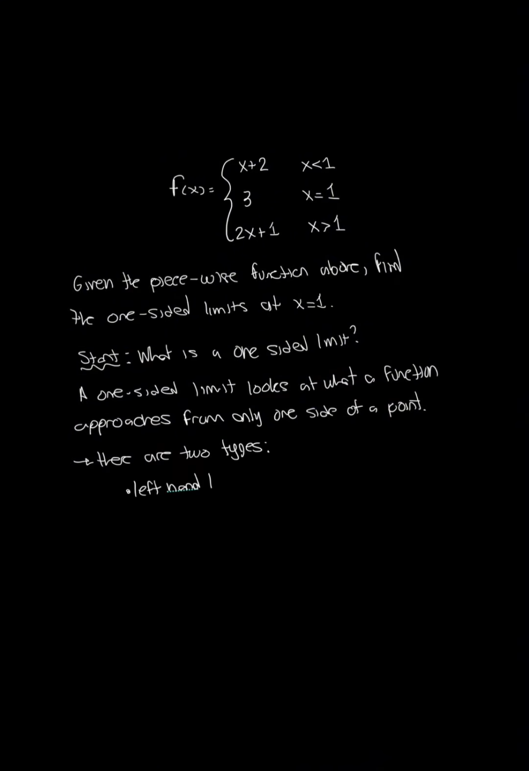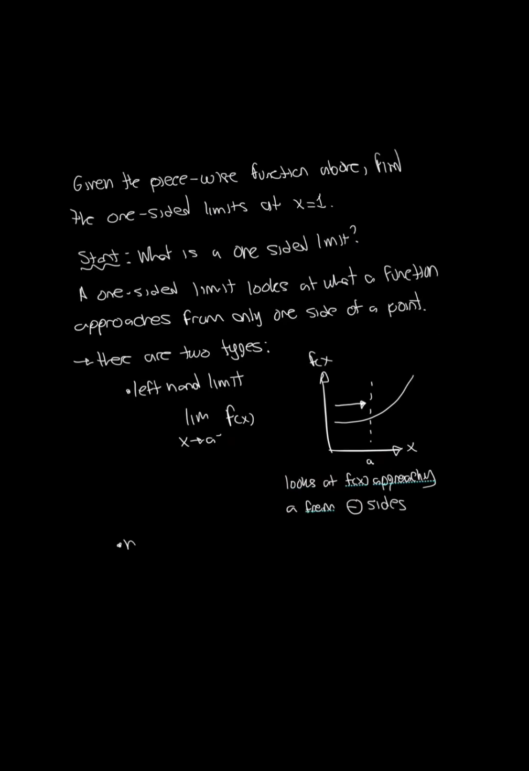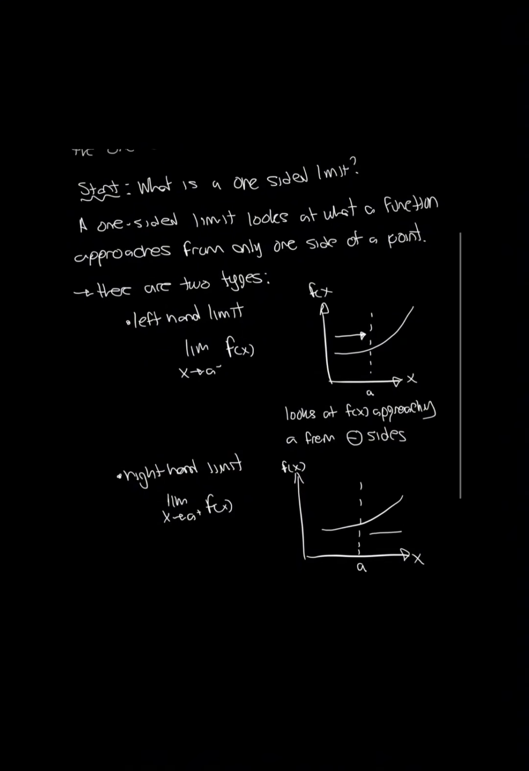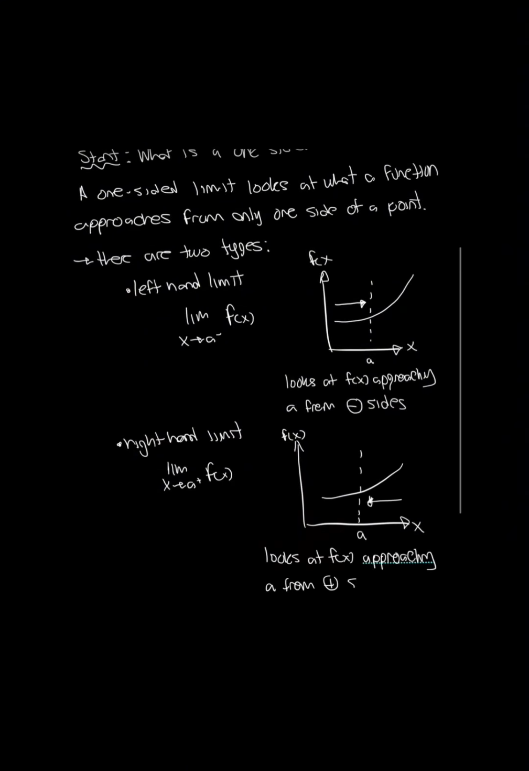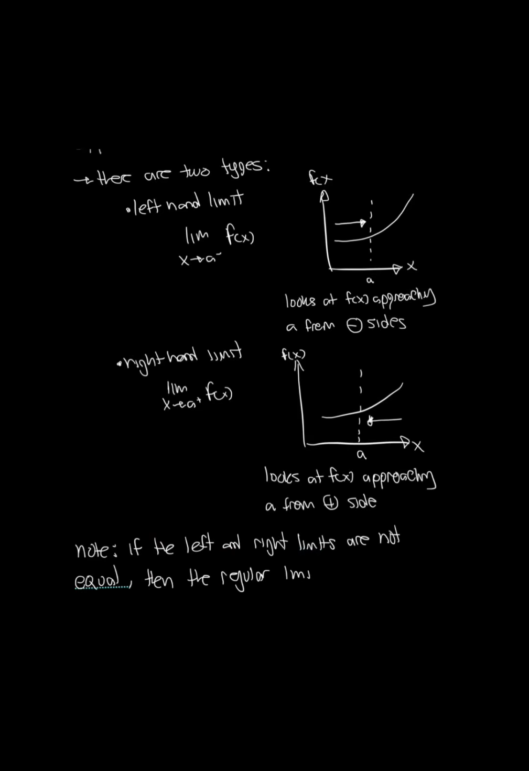Left-hand limit, where it's denoted by this. So if we look at this function here, we look at how f of x is approaching a point a from the negative side, and then the right-hand limit, denoted by this notation here. So we look at how f of x approaches a point a from the positive side. Note, if the left and right side limits are not equal, then the regular limit does not exist.